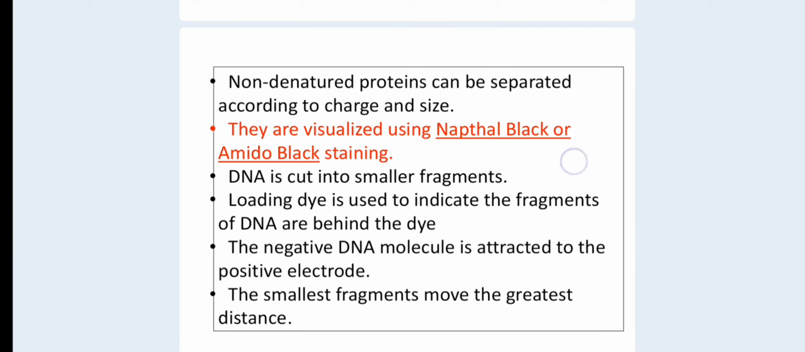DNA is cut into smaller fragments. Loading dye is used to indicate fragments of DNA. The negative DNA molecules are attracted to the positive electrode. The smallest fragments move the greatest distance.